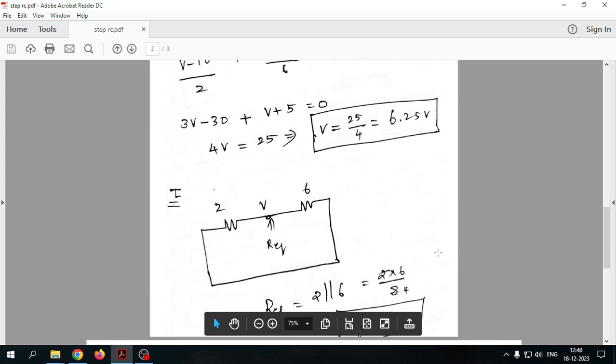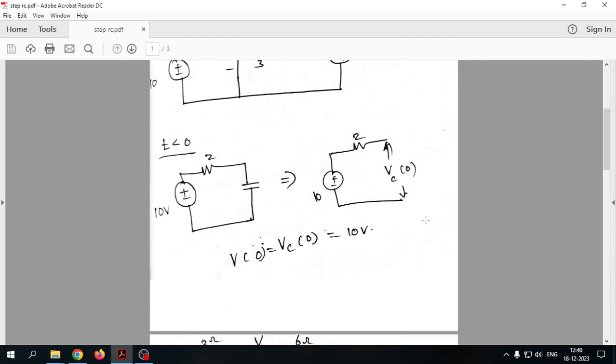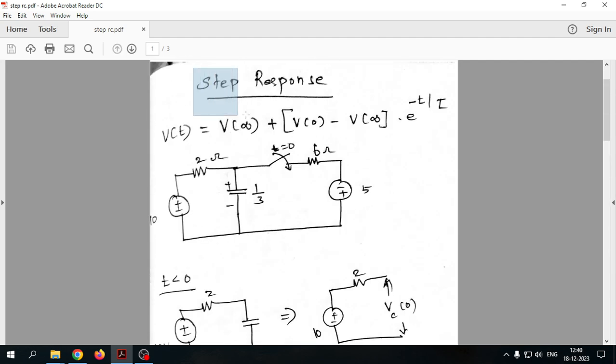So this is a practice problem in the Charles Alexander book, where you don't have any solution in the book, and this is the solution, and you can check the answer also. This is the same answer as the one in the answer portion. Okay, so this is how one has to solve the step response.